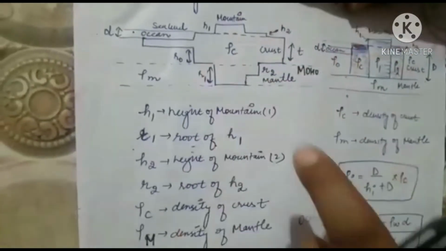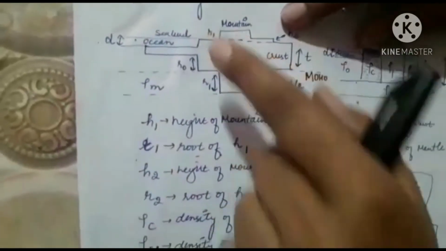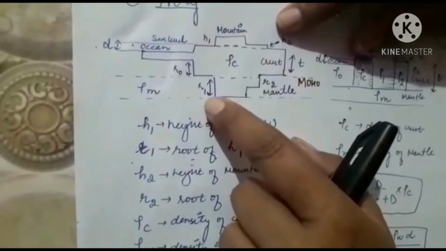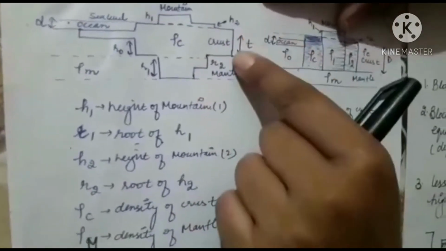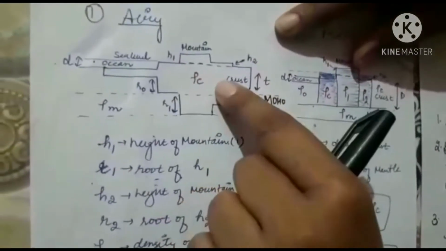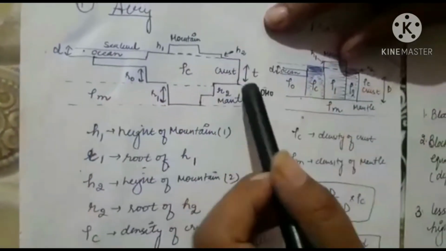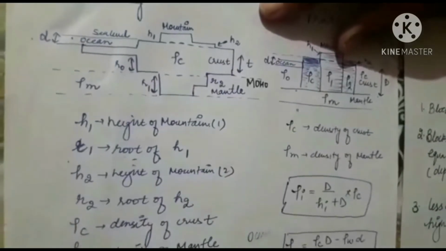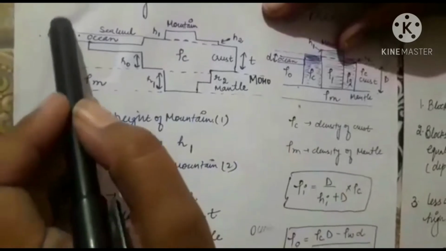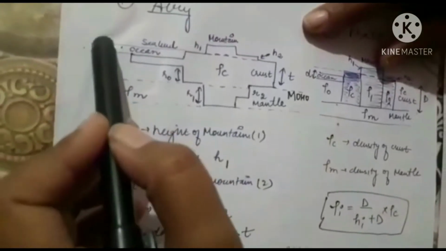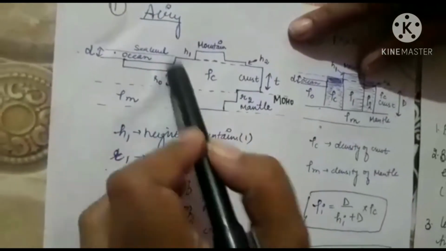And you can also see that if H1 is higher as compared to H2, so its root will be deeper as compared to that of H2. T will be the thickness of crust, rho C is the density of crust, and rho M is the density of mantle, which will lie after the Moho. As you know, it is the boundary which separates crust and mantle. D will be the thickness of oceanic crust, and oceanic crust will not have any root, so we will call it an anti-root or R naught.